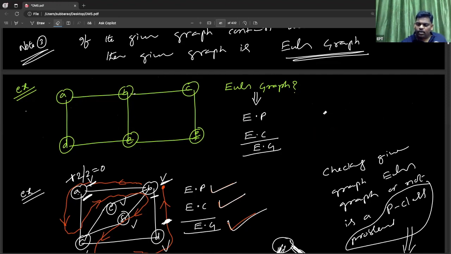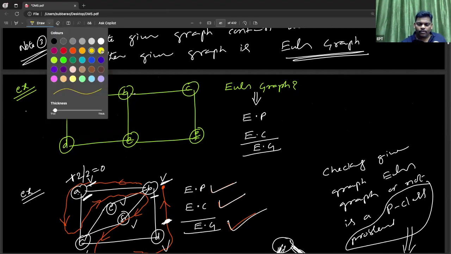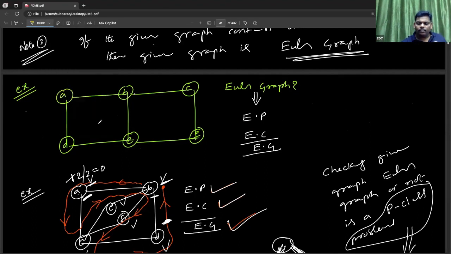Is an Euler path possible? You know there is a shortcut also. Verify whether every vertex has even degree or not. Everyone is not even degree, so the Euler graph is gone. Right? Because there are exactly 2 vertices with odd degree.